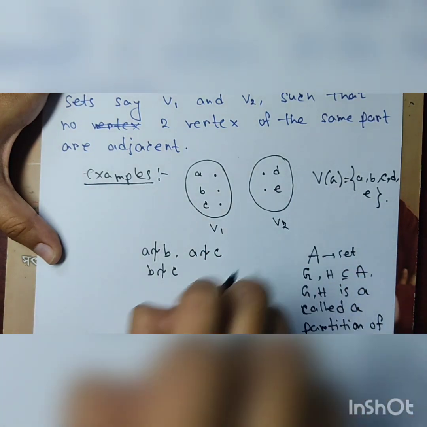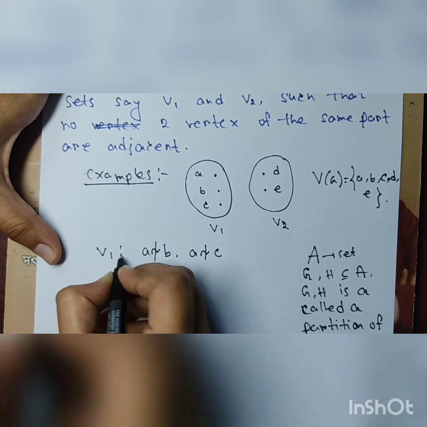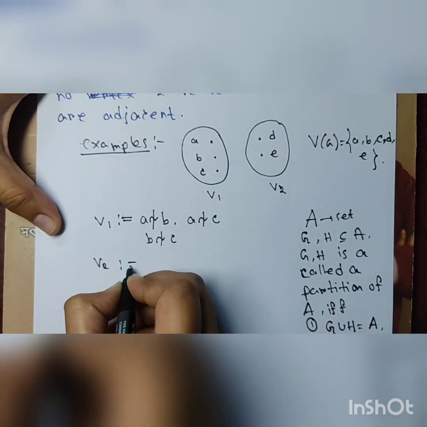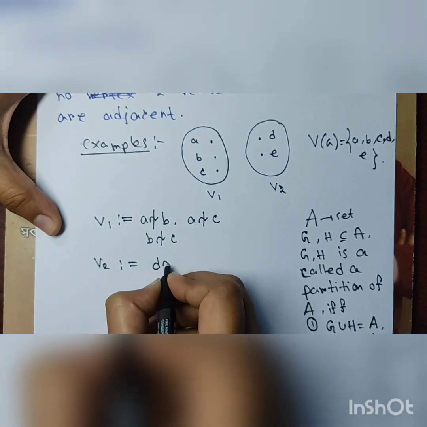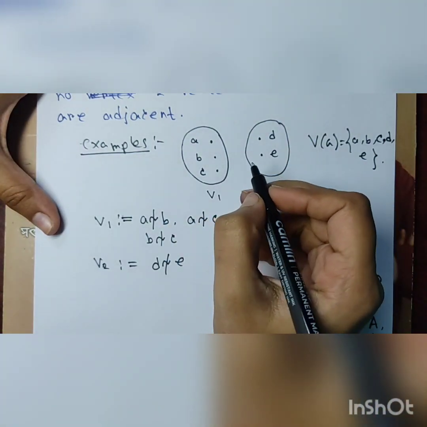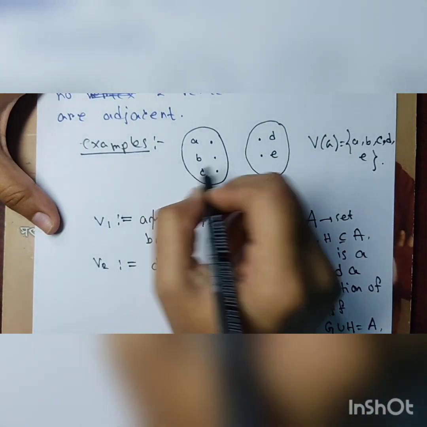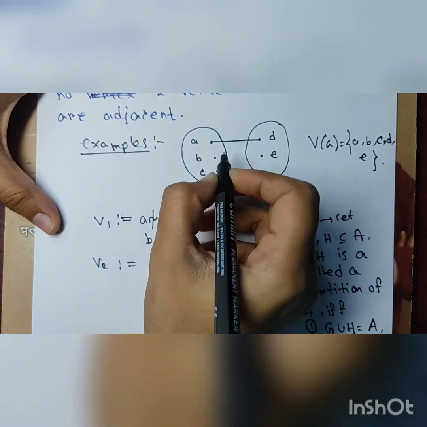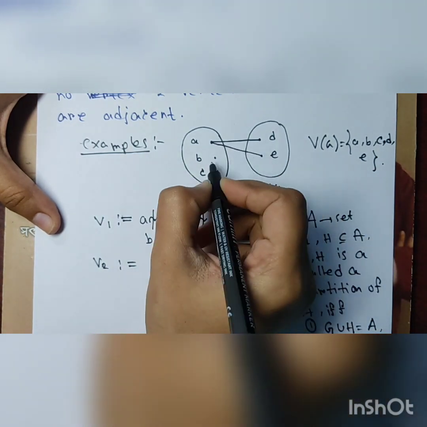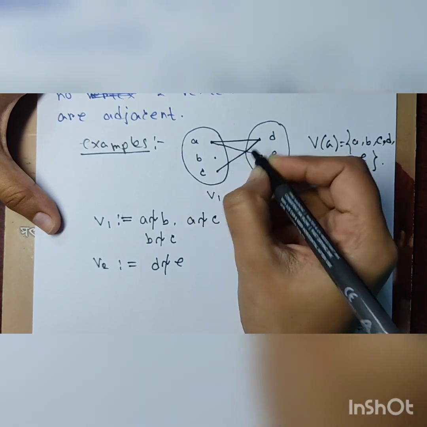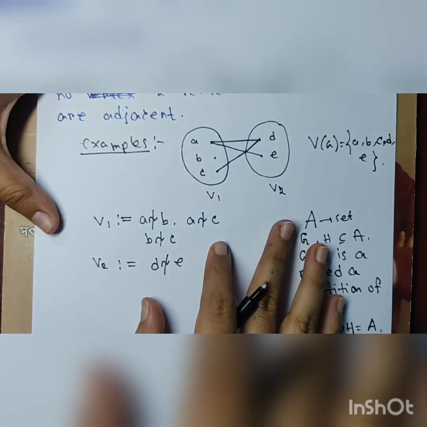Okay, and for V1 we have these conditions, and for V2 also we have that D and E are not adjacent. Okay, so D is not adjacent to E. So the only adjacency possible is between these two partitions. So A can be adjacent to say B, or A can be adjacent to E also, and also say C is adjacent to D. Okay, so this may be a bipartite graph.